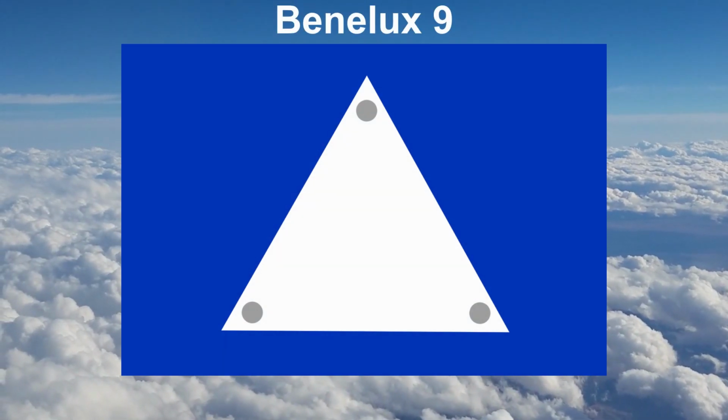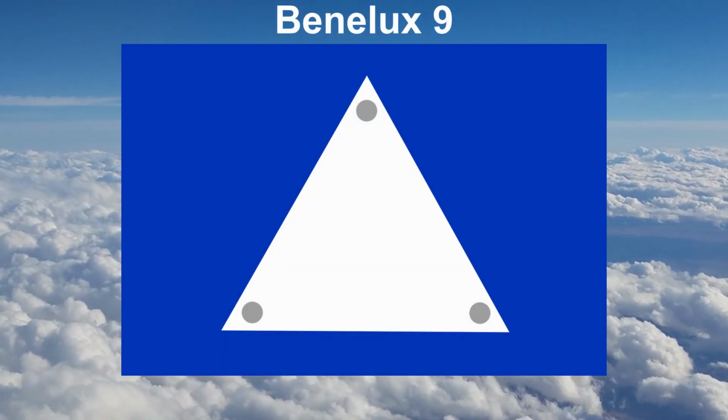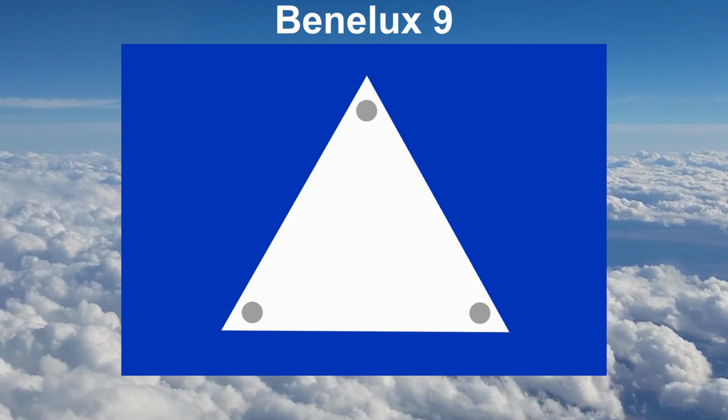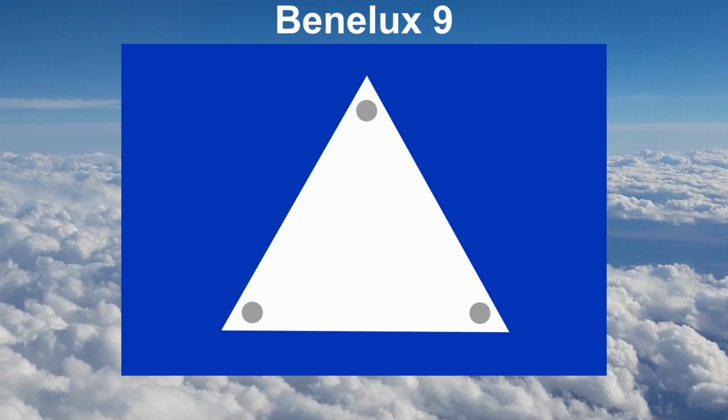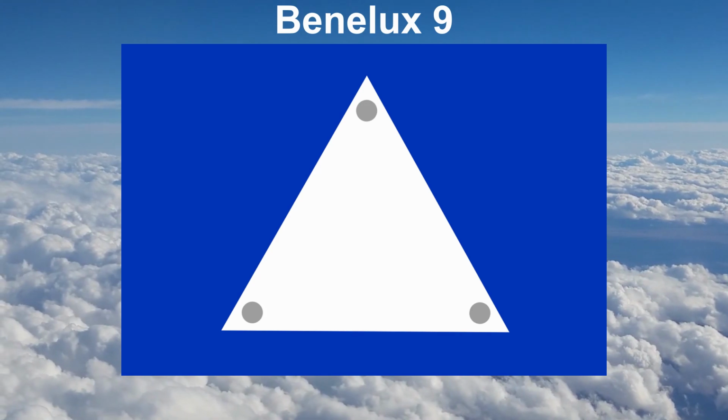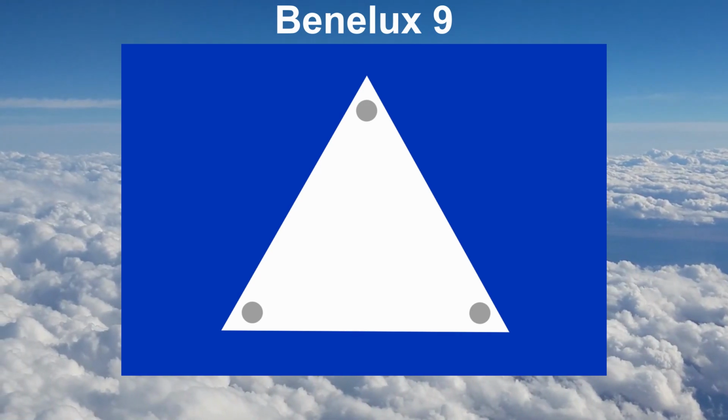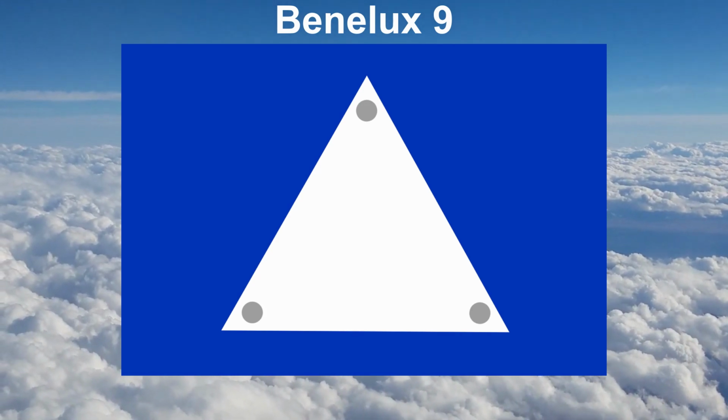Blue represents Europe. White represents peace after Germany invaded them in both world wars. The gray represents steel and coal, as the Benelux countries were founders of the European steel and coal community. The triangle represents the three nations of Benelux.